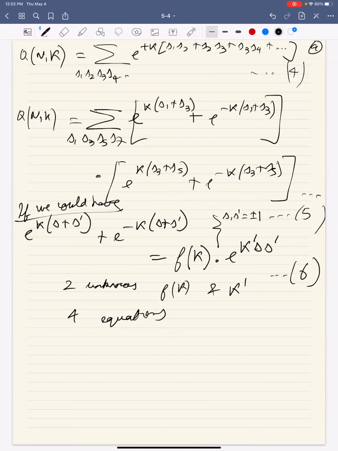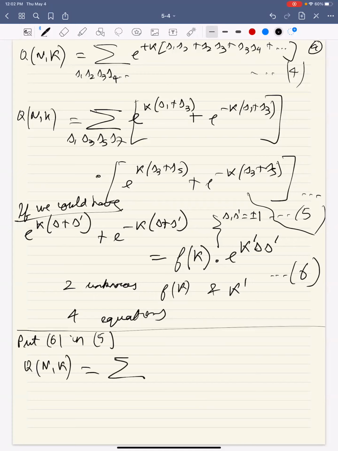But why should we do that? Why is that worth doing? For that, we have to put 6 in 5. Equation number 5. If you put 6 in 5, what's Q of N, k going to look like? Notice something very interesting will happen now.